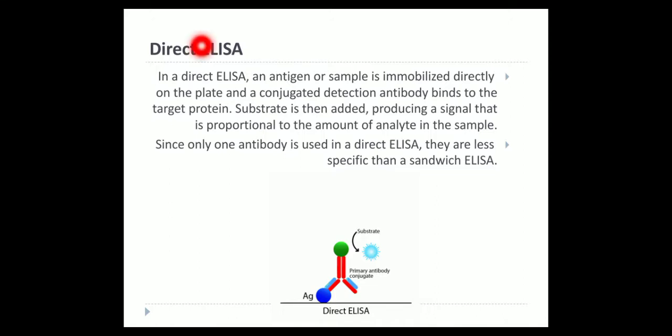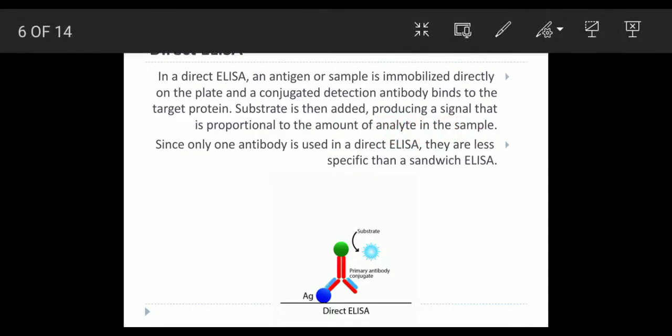Direct ELISA, as the name suggests, direct means something is going to happen directly here. So now let's see what actually happens. In a direct ELISA, an antigen or a sample is immobilized directly on the plate, and a conjugated detection antibody binds to that target protein. Substrate is then added, producing a signal that is proportional to the amount of analyte in the sample.